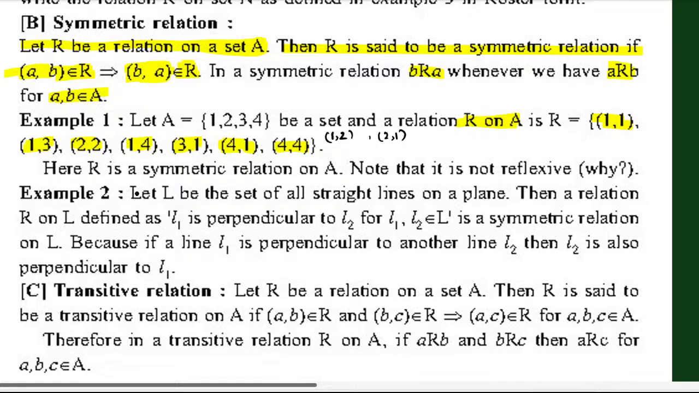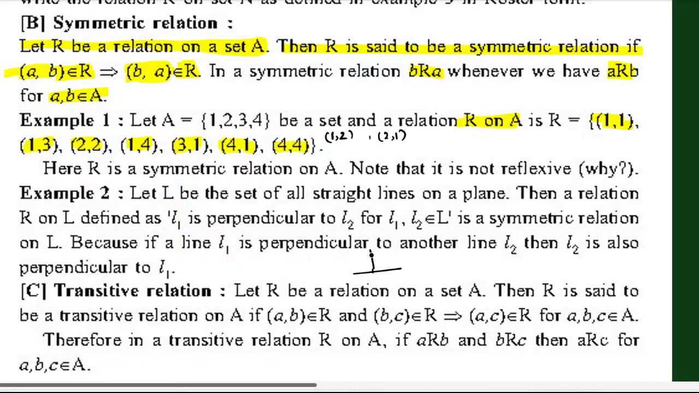Again, for example 2. Let A be the set of all straight lines on a plane, then a relation R on L is defined as: L1 is perpendicular to L2, for L1, L2 belonging to L, the set of all lines. This is L1, this is L2, so these are perpendicular. This is a symmetric relation on L.